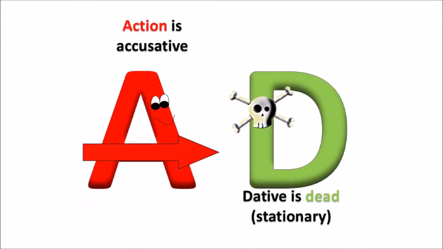Dative accusative prepositions trigger the accusative case when they are associated with action, movement, or a change of state, while these same prepositions trigger the dative case when indicating something stationary.